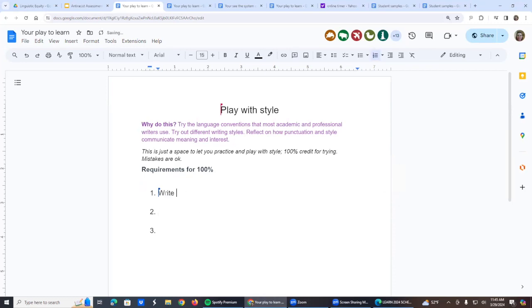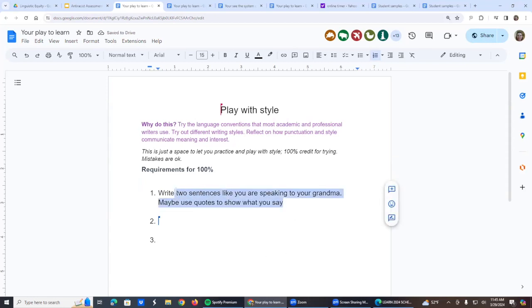Okay, write 2 sentences like you are speaking to your grandma. Maybe use quotes to show what you say. So something like that, just whatever you want them to play around with, you know, that could be an idea.